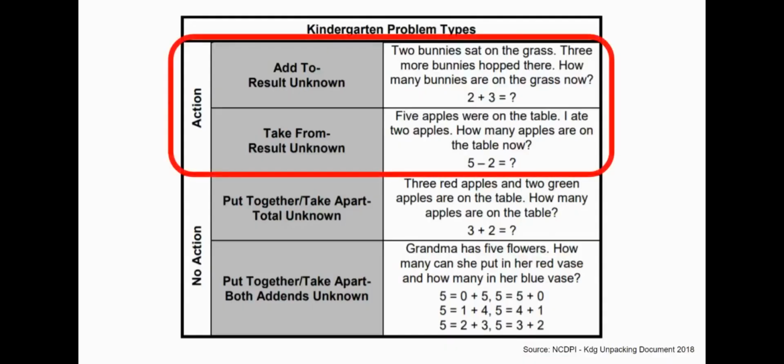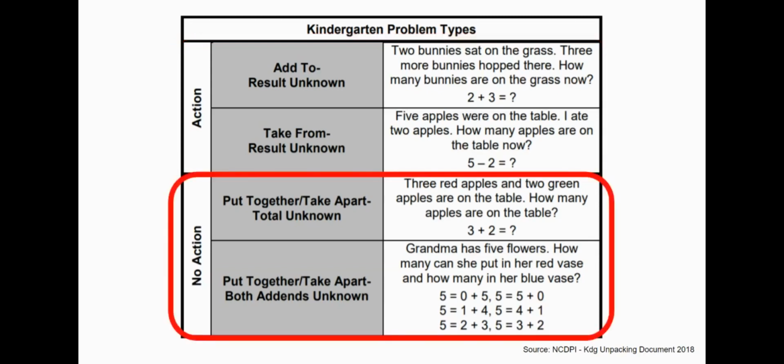The first two problem types involve an action. Something is physically added to or taken from the starting amount. The last two problem types do not involve action. Students work with part-whole relationships in these problem types.